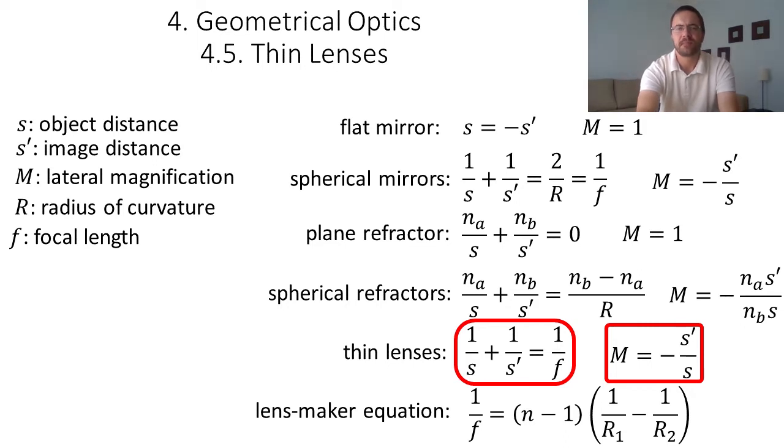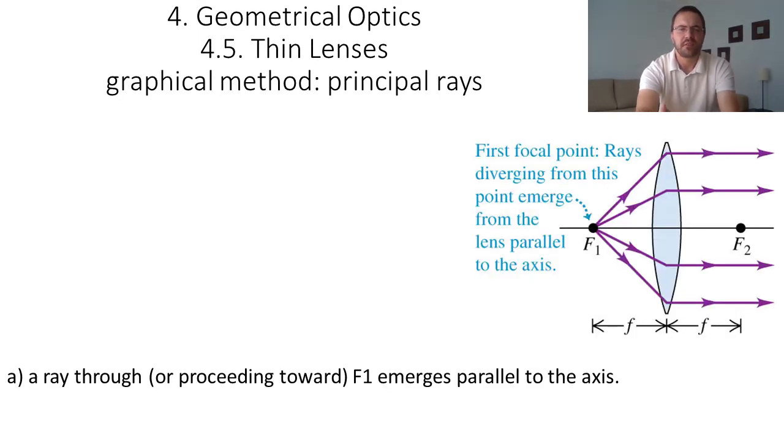if you still have difficulties with the signs. In this video, we will discuss another method, which is called the graphical method, which you can use to find the location of images with thin lenses. So this method consists of drawing a few principal rays to identify the location of the image. The first principal ray that we will discuss are rays that go through the first focal point F1.